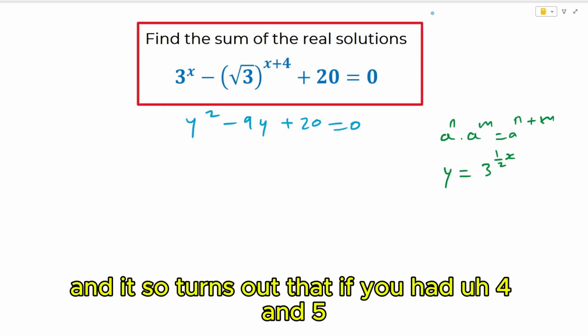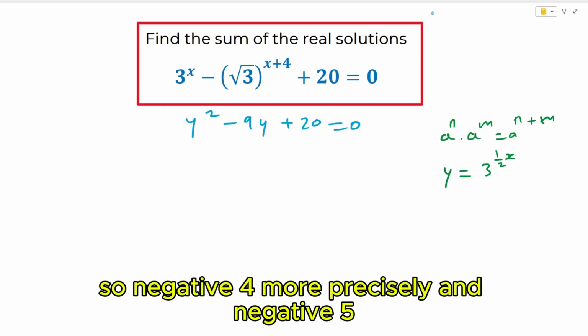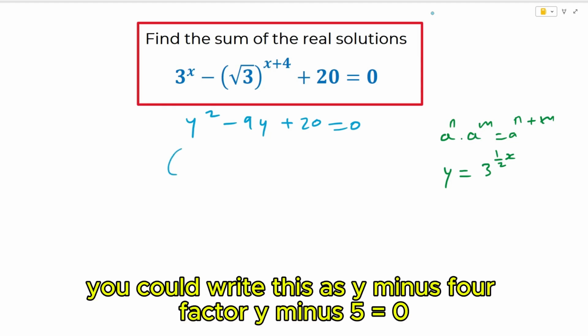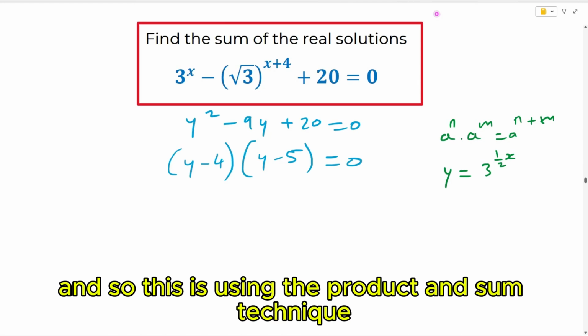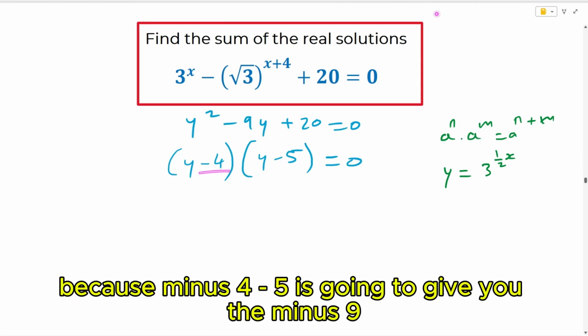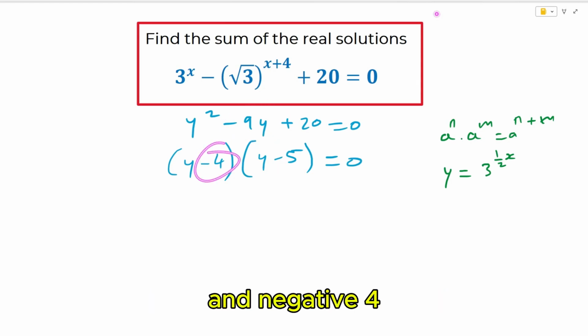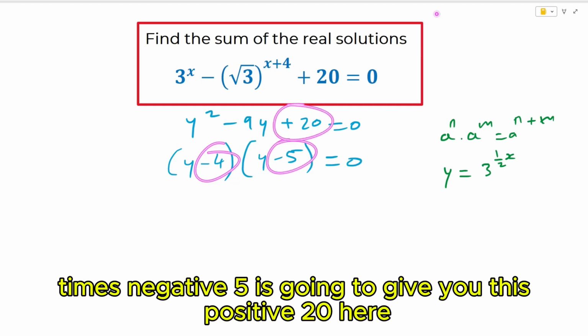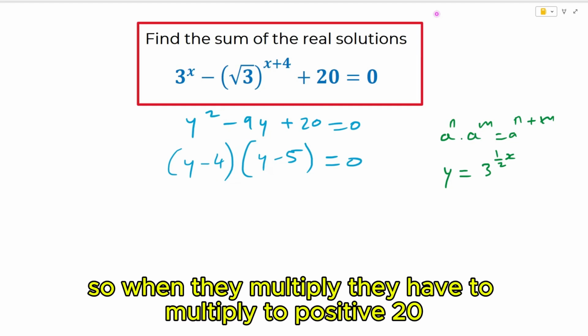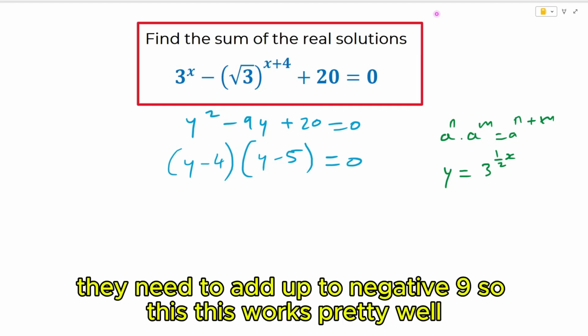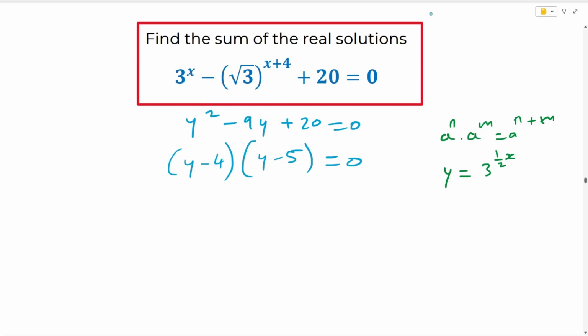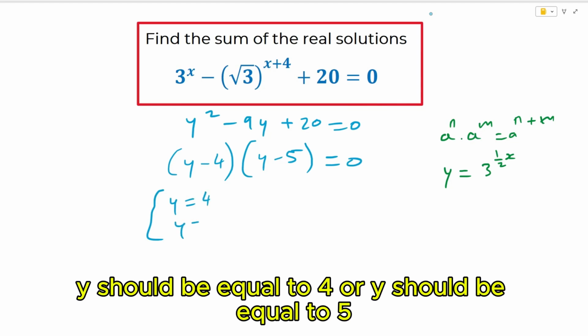And it turns out that if you had 4 and 5, so negative 4 more precisely and negative 5, you could write this as y minus 4 factor of y minus 5 equals 0. And so this is using the product and sum technique, because minus 4 minus 5 is going to give you the minus 9y that you have in the middle, and negative 4 times negative 5 is going to give you this positive 20 here. So when they multiply, they have to multiply to positive 20, and when you add them up, they need to add up to negative 9. So this works pretty well. And so here we can deduce that y should be equal to 4, or y should be equal to 5.